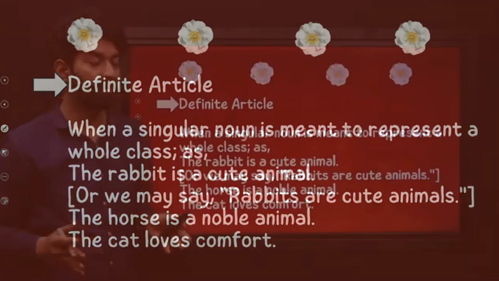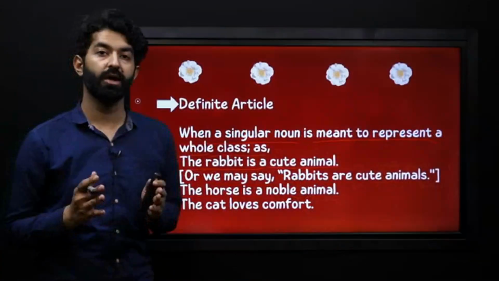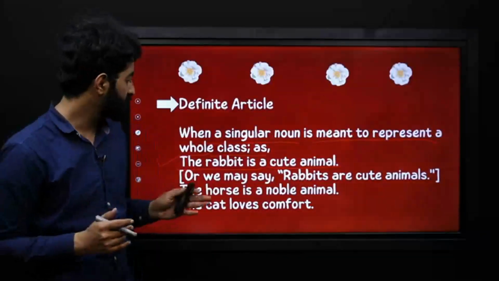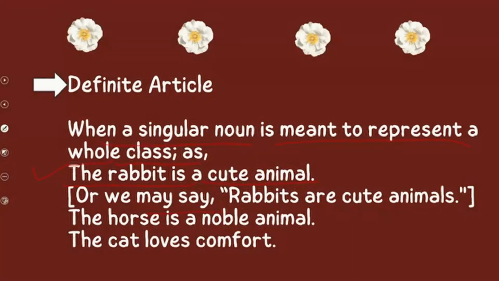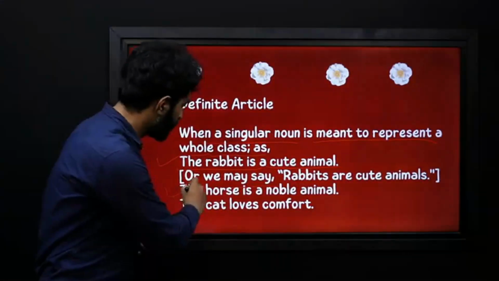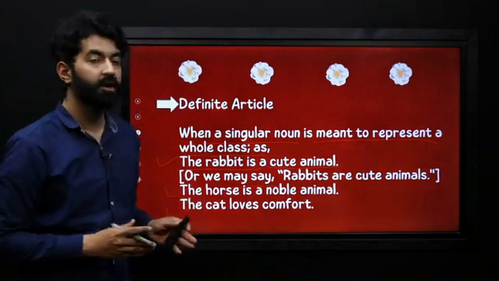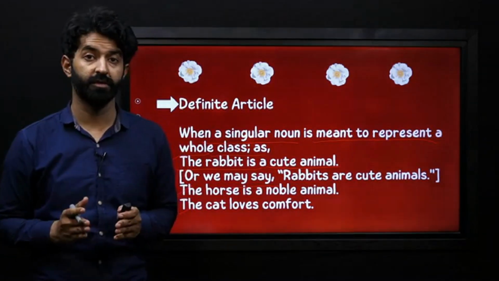Now, definite articles: when a singular noun is meant to represent a whole class. For example, "The rabbit is a cute animal." So we are representing the whole class of rabbits, and that's why we are using "the" before rabbit. Or we may say "Rabbits are cute animals." We do not use any article. "The horse is a noble animal." "The cat loves comfort." So you can see that we are using definite articles at the very first.